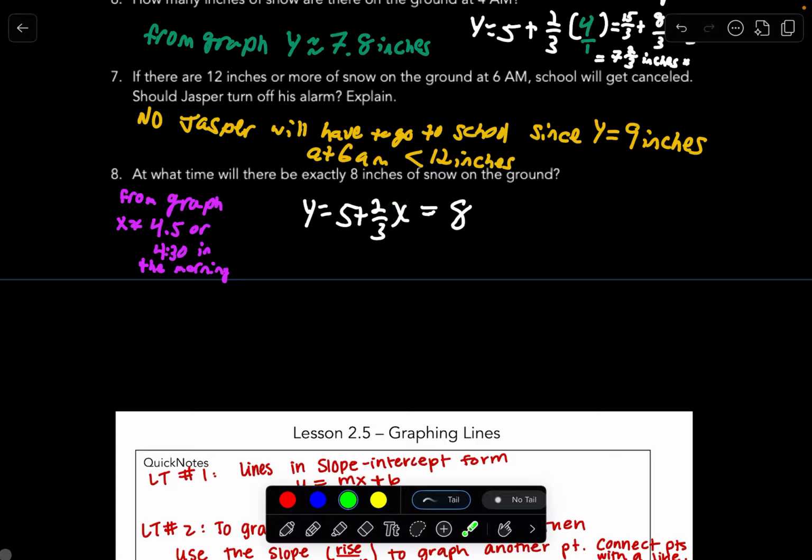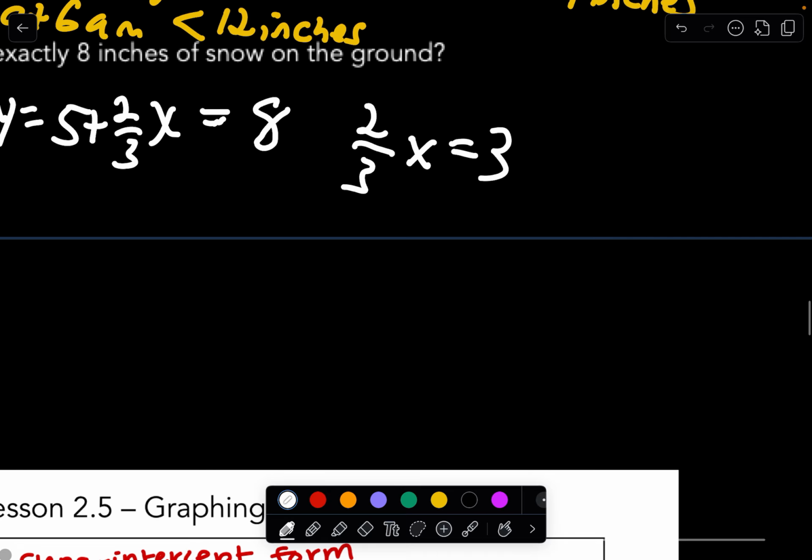All right, so we're going to subtract 5 from both sides. And you will get 2/3 x equals 3. Now, there's lots of ways you can go from here. You can realize that we have to divide by 2/3 on both sides and get x equals 3 divided by 2/3.